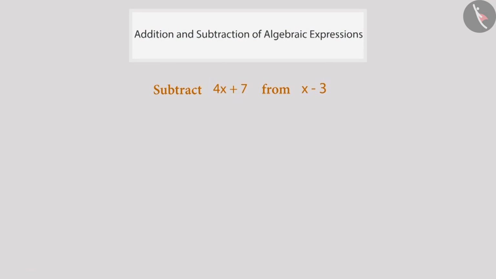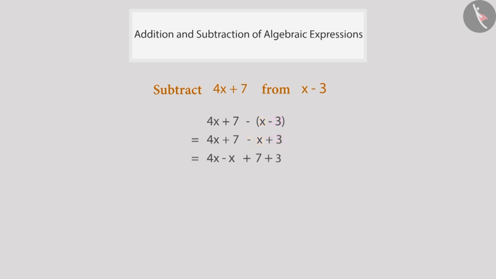We should always keep in mind that at least the second expression should be written inside the brackets. This is because we have read that when we subtract one or more terms from an expression, the signs of all the terms change. Thus, upon opening the brackets, we get, positive x becomes negative x and negative 3 becomes positive 3.